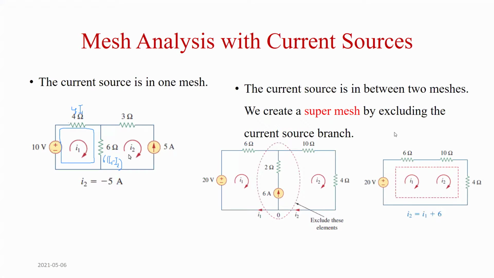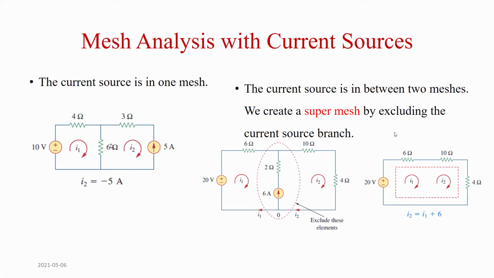But when you have a current source, you don't know the voltage across the current source. So what is the voltage across it? I want the sum of the voltages equal to 0, but I don't know the voltage here, so I cannot have the equation. So when I have a current source, I cannot make this equation, because I don't know the voltage across the current source.